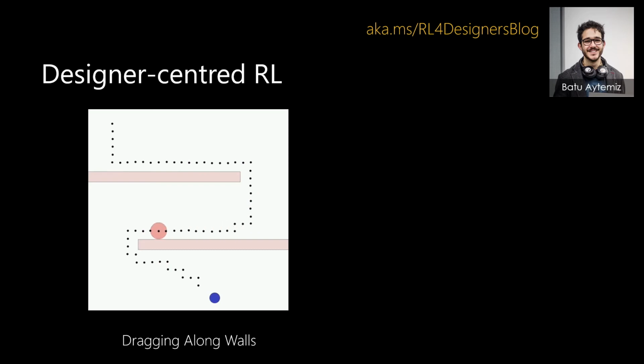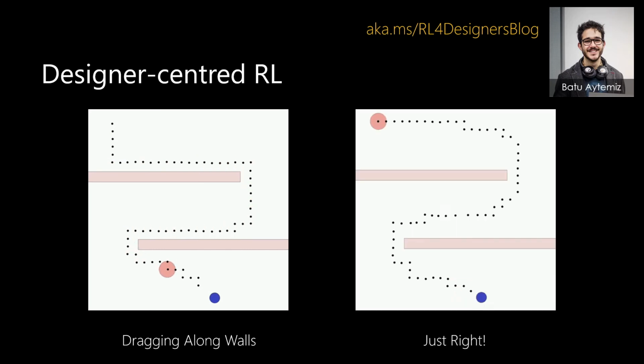Let's take this example on screen. The designer starts with an agent that successfully completes the task of racing to its goal as quickly as possible. But trying to get there quickly incentivizes the agent to navigate by dragging along the walls. Let's say that looks terrible for this particular game. So a designer wants to tweak its style to follow a more appropriate path, like this one. How do we make this change possible for the designer?